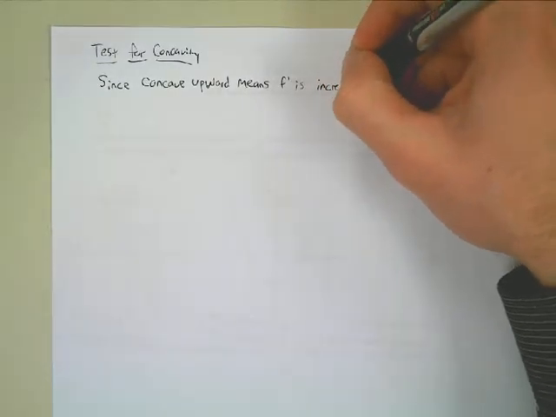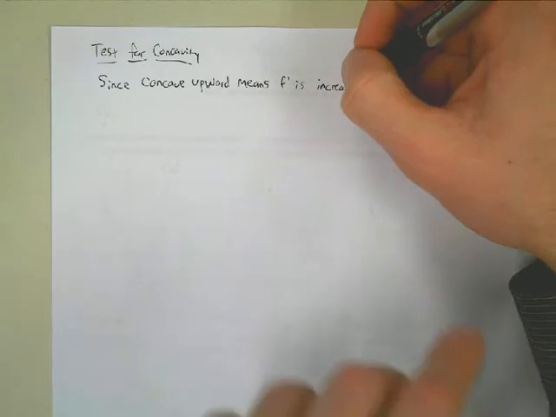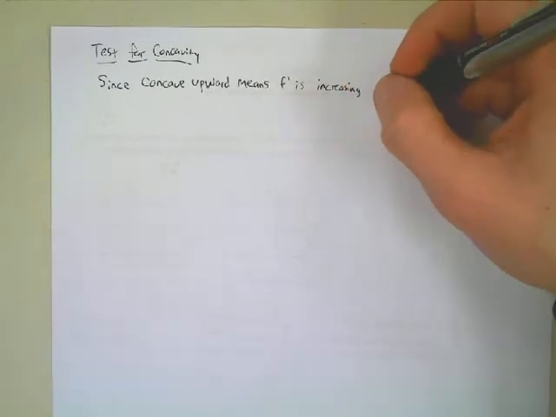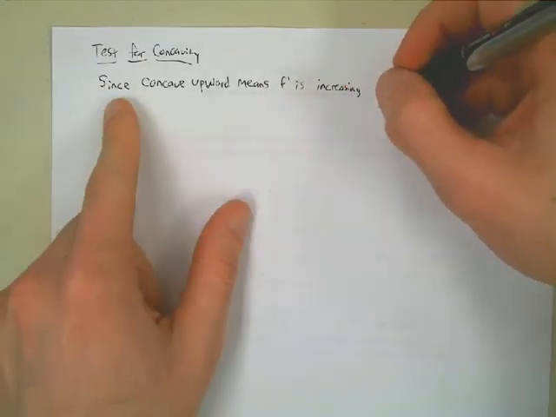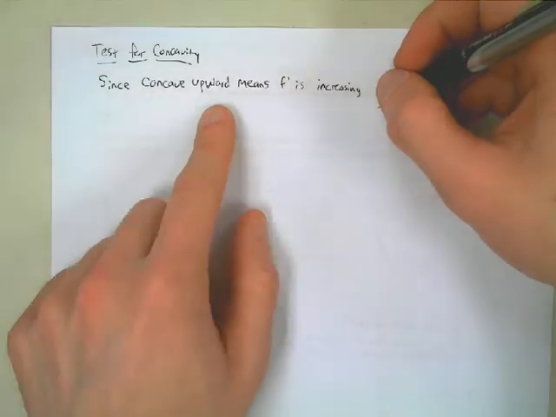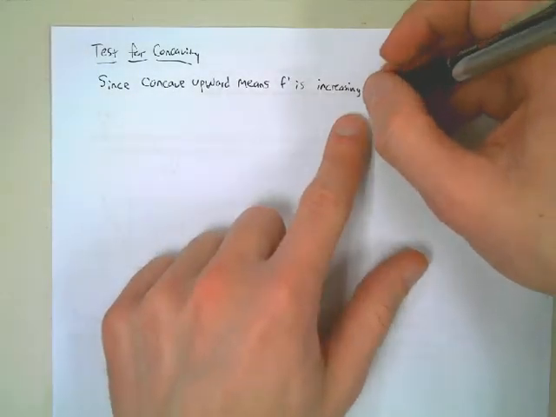We're practicing. Okay. So, since concave upward means f prime is increasing, and increasing means the derivative is positive.